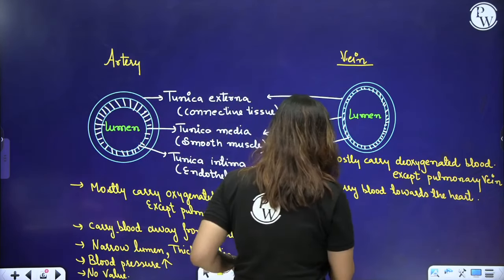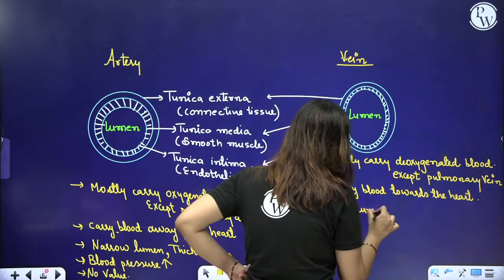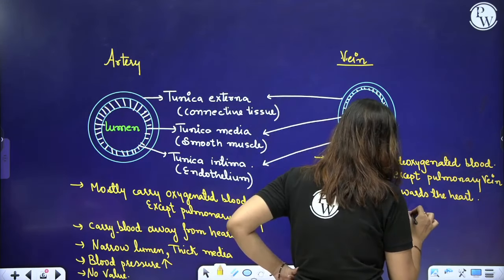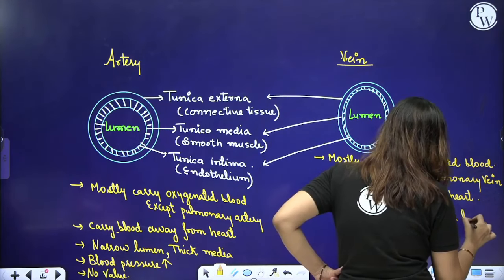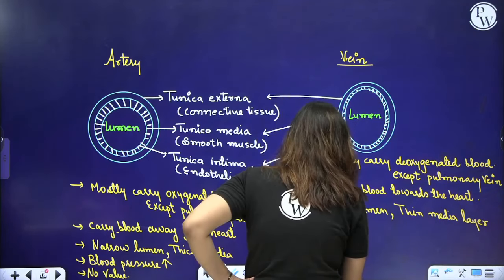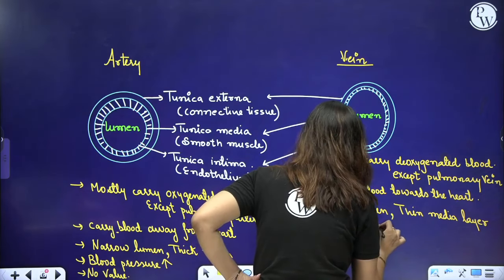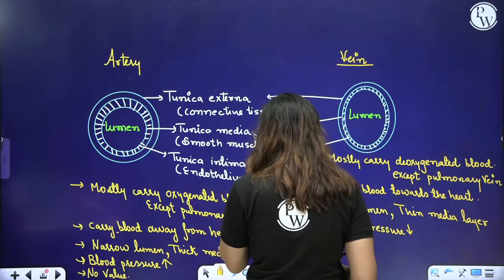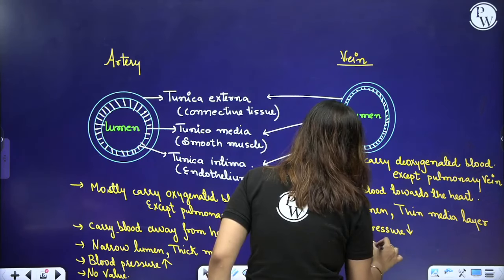Now what else? They are having wide lumen. And they are having thin media layer. Thin media layer. Tunica media. Clear? Next, blood pressure is low comparatively. Blood pressure comparatively, we are comparing both of them, is low. Next, yes, they are having valve. Valve present. So how will you remember this?